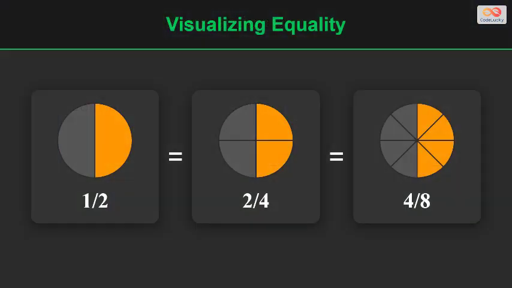Let's look at this visually. Here we have 3 circles. The first is divided into 2 parts with 1 part shaded, representing 1/2. The second is divided into 4 parts with 2 shaded, representing 2/4. And the third is divided into 8 parts with 4 shaded, representing 4/8. As you can see, the shaded area is exactly the same size in all 3 circles. They are equal.